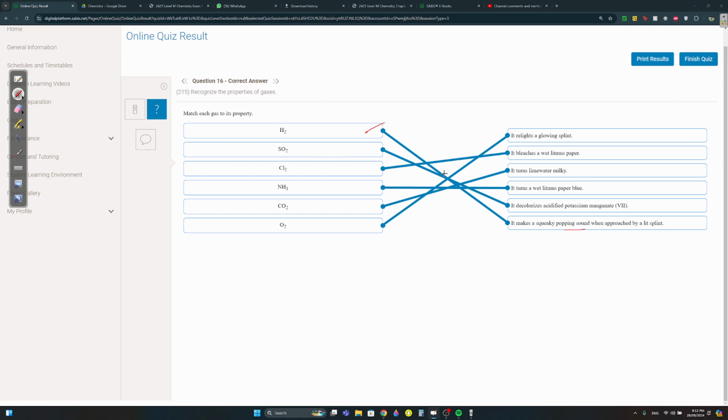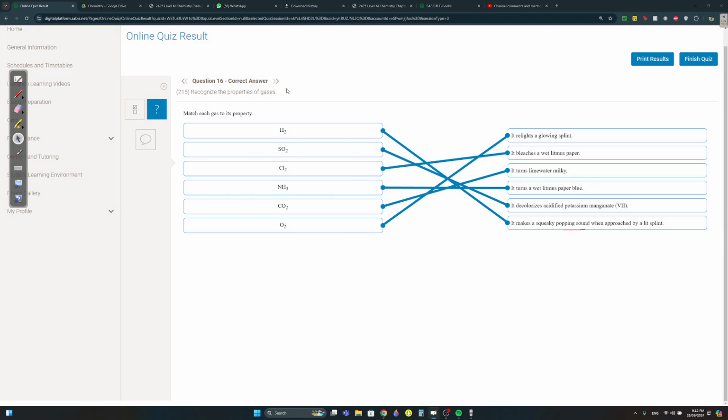SO2 decolorizes potassium manganate because SO2 is a reducing agent, right? Cl2 bleaches. Easy. NH3 turns litmus paper blue. Easy. Carbon dioxide turns lime water milky. Easy. Oxygen relights a glowing splint. Easy.